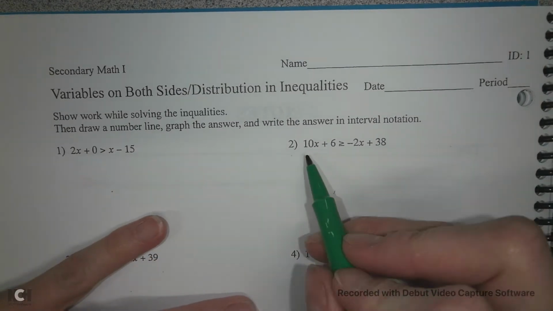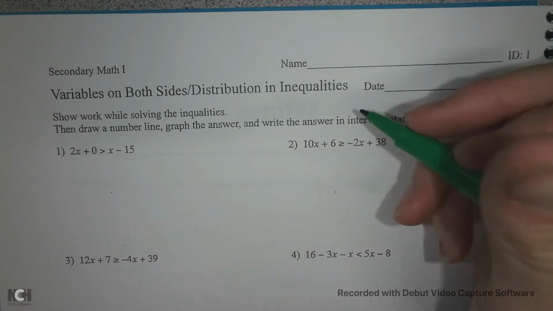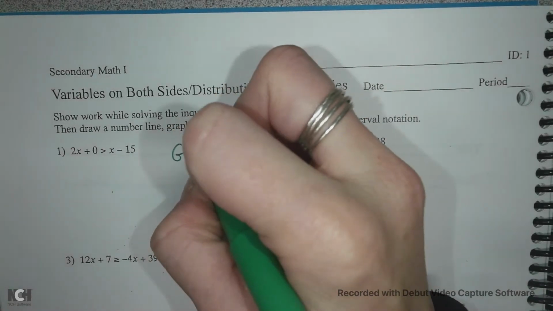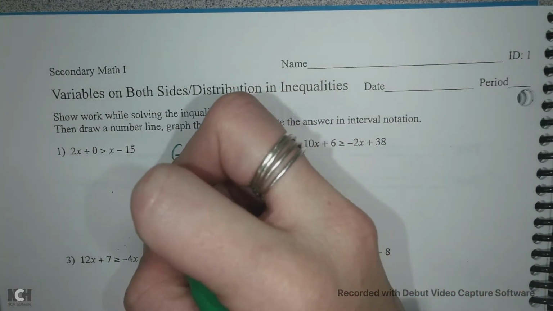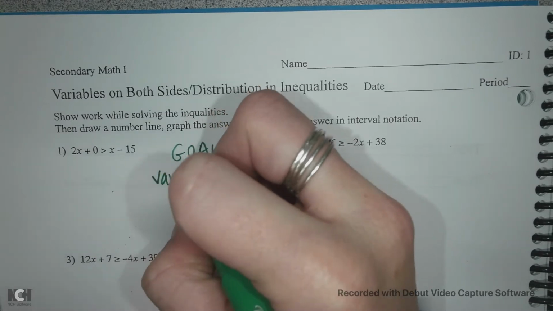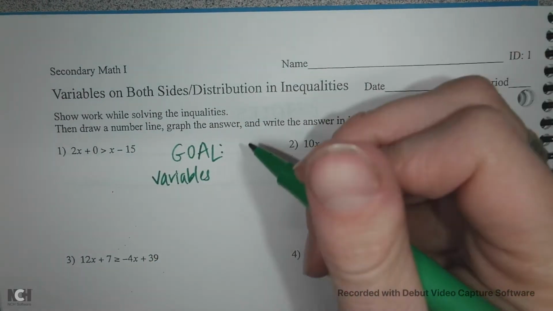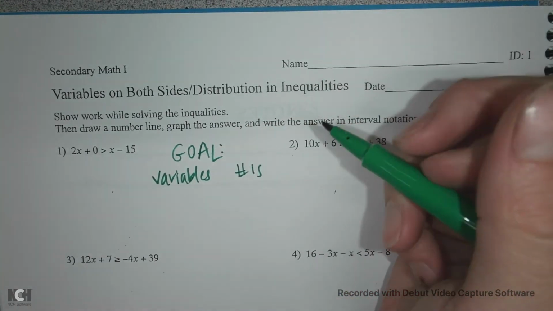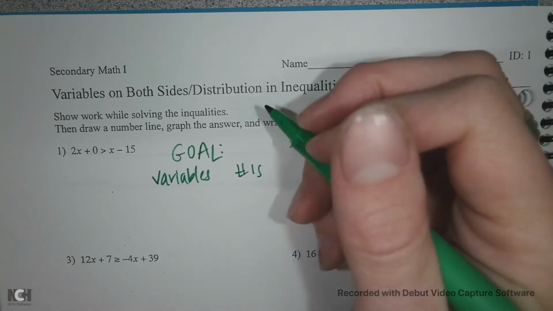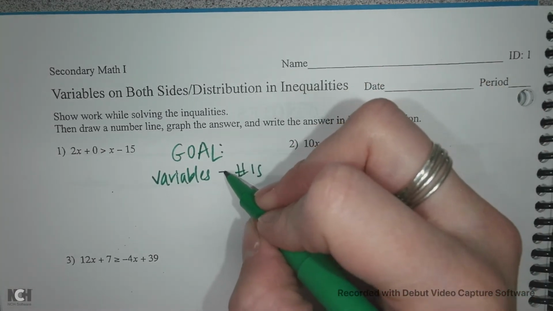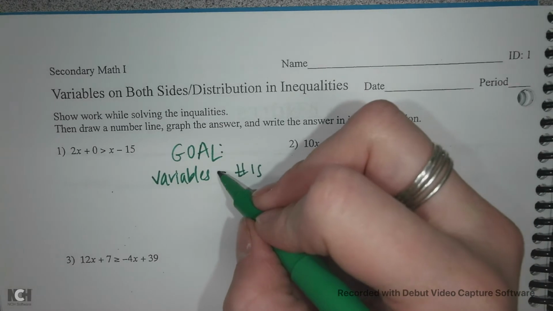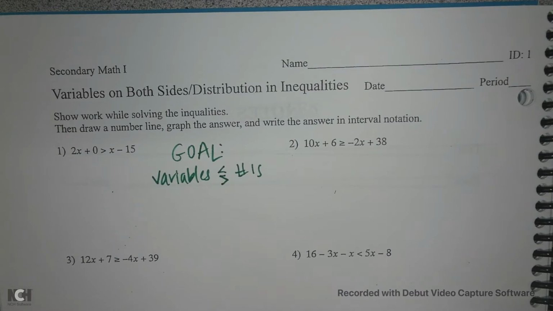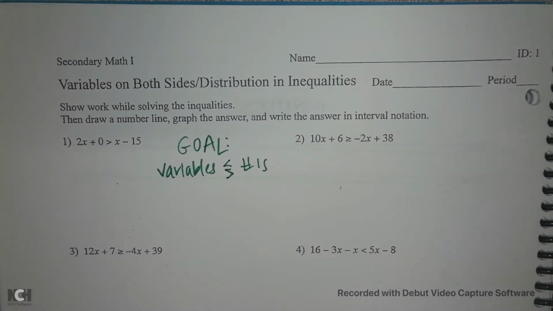So number 2, we have a variable on each side, and then we have our inequality sign. So think about our goal. Our goal is to get our variables on one side of our inequality, and then we want to get our numbers on the other side of our inequality. And it doesn't matter which way that inequality is, we just need our variables on one side and our numbers on the other. Okay, whether that goes this way or this way, it doesn't matter. All right, so here we go.